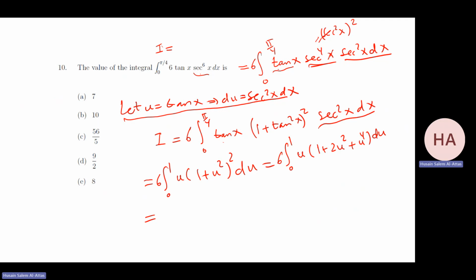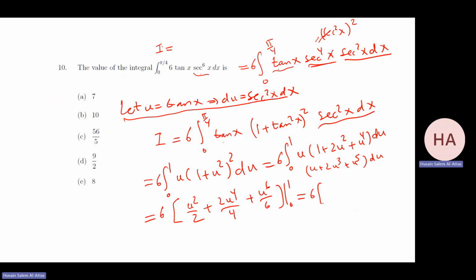I did not make a mistake. Okay. That will be 6 of what? Let me do the integration right away. I have u. U is what? U squared over 2, 2u cubed. If you notice, this is u plus 2u cubed plus u to the power 5 du. So I'll do the integration right away. That will be 2u to the power 4 over 4. This is u to the power 6 over 6 from 0 to 1.